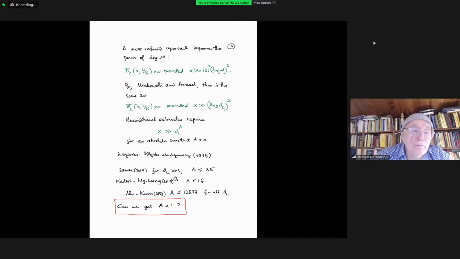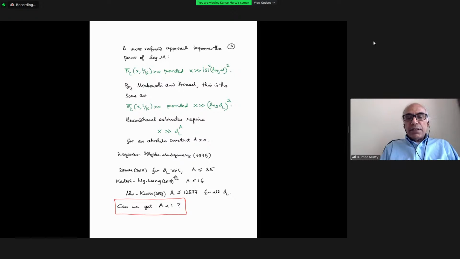And then, these are for sufficiently large discriminants, so someone else has figured out what bound works for all discriminants, but it's rather large, 12,577. I think it is an interesting question, for example, can you prove A less than 1? That would be a very interesting breakthrough, I think, if you could establish that.